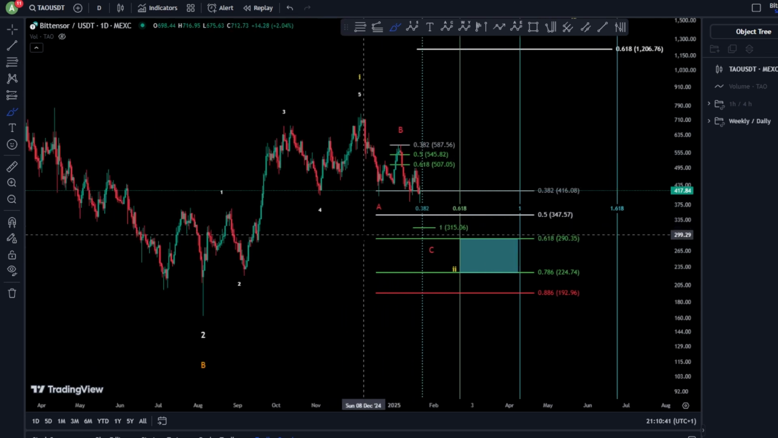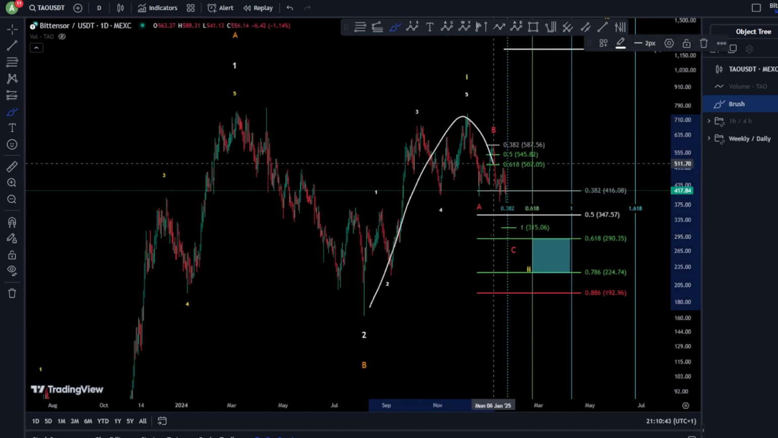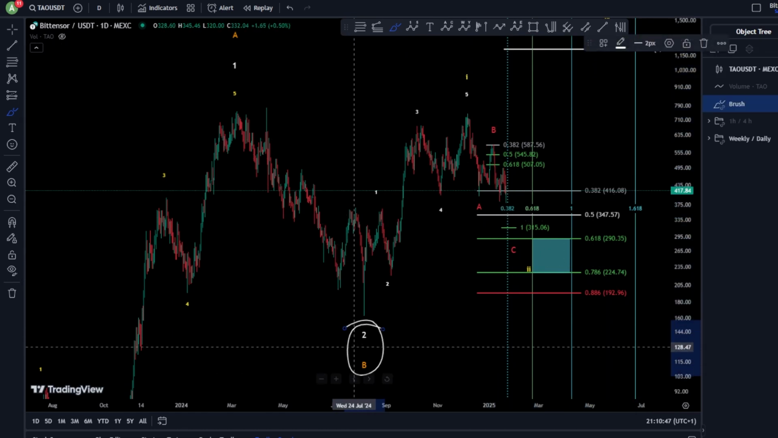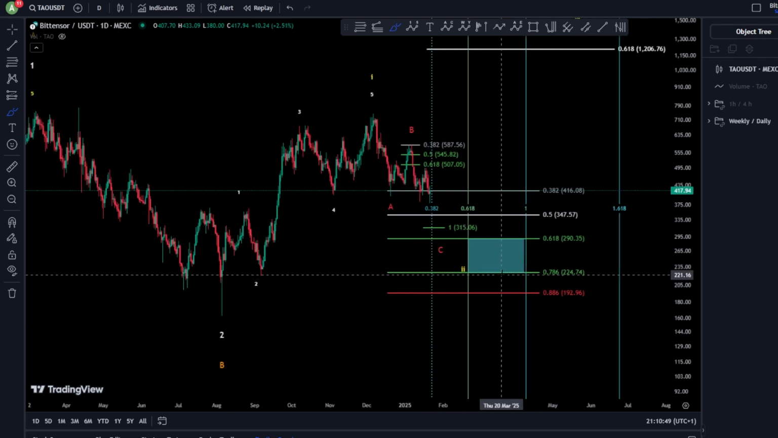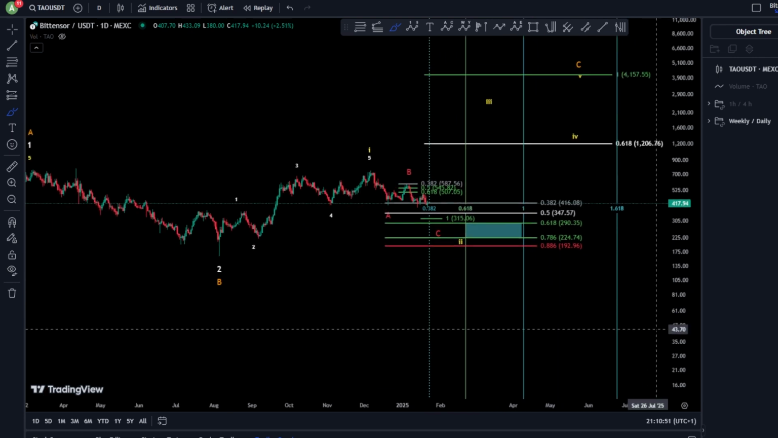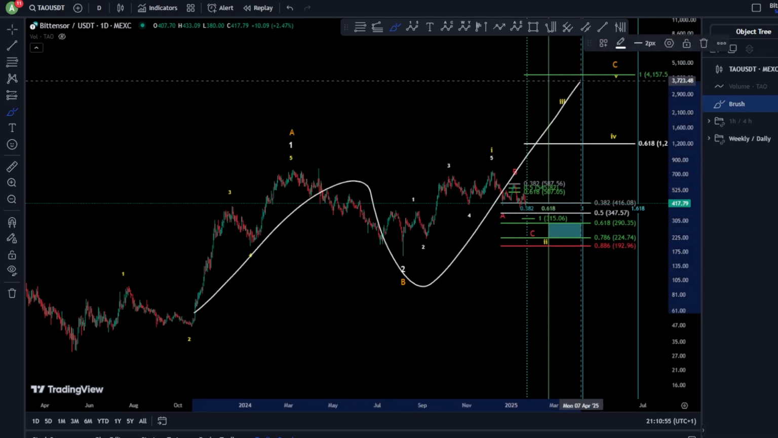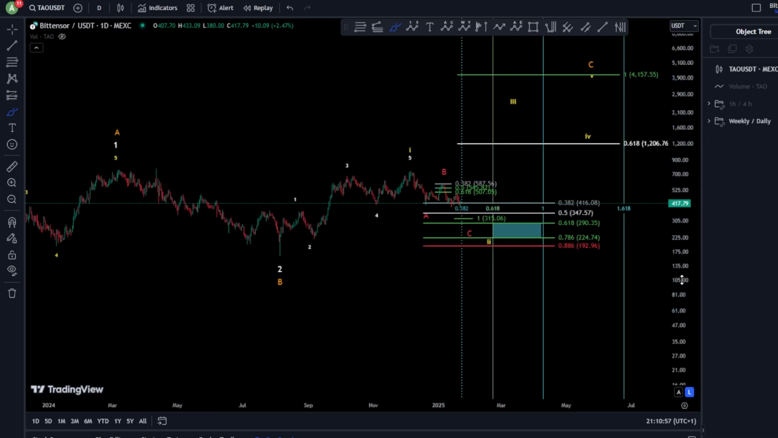And we might start to move impulsively for a wave C or for a wave 3, as we said, because we have wave 2 or a wave B here. And we might be in both case scenarios, which can be ABC for a zigzag or 1, 2, 3, 4, 5, even for higher prices.